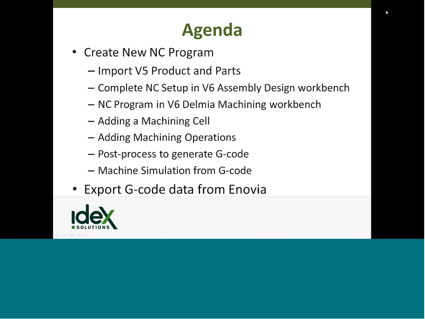The things that are incorporated into that is I'm going to bring in a machining cell that's predefined. We'll talk about that. We'll add a couple of operations. I'm not going to show you every machining operation out there, but you'll get a flavor for how we put a program together in V6. We're going to post-process the G-code. We're going to do some machine simulation from that G-code. And lastly, again, the data is inside of Enovia, so the last thing I'll do is exporting the G-code data. You need to export it from the database to get it out to your machines.